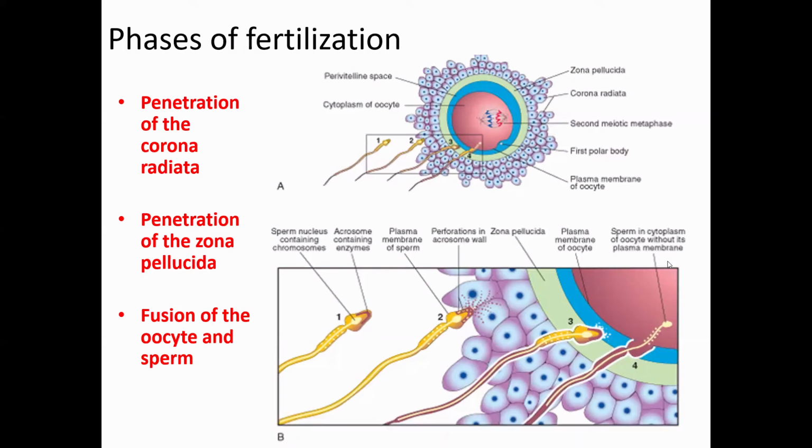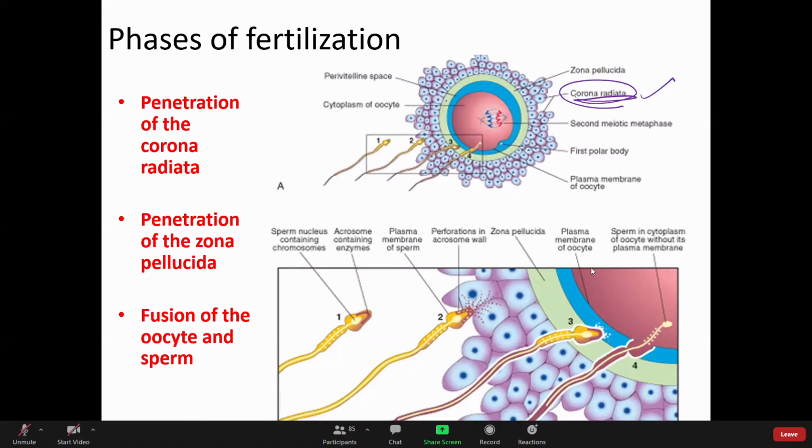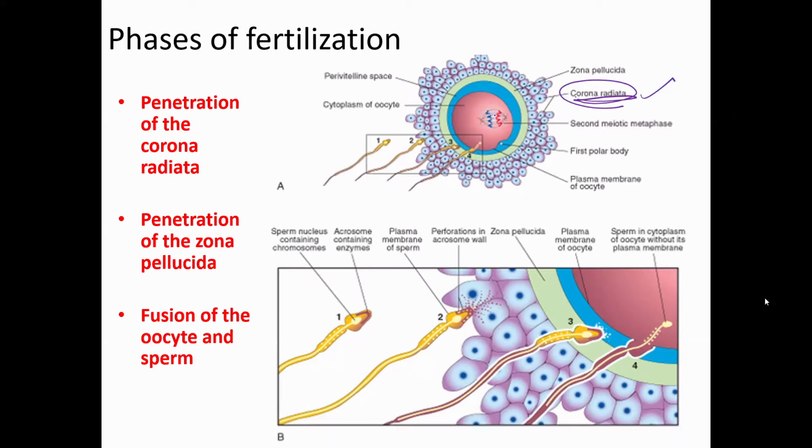So these outer radiating cells are the corona radiata. The initial phase is that the sperm penetrates the corona radiata. Second, it penetrates the zona pellucida. And third, it finally penetrates the membrane and enters the cytoplasm.